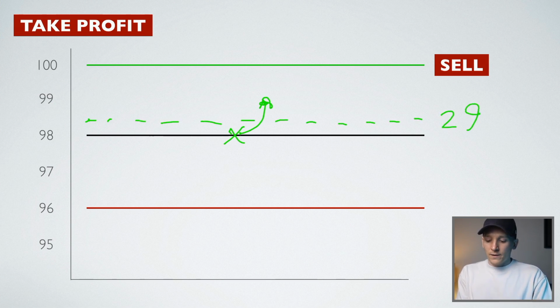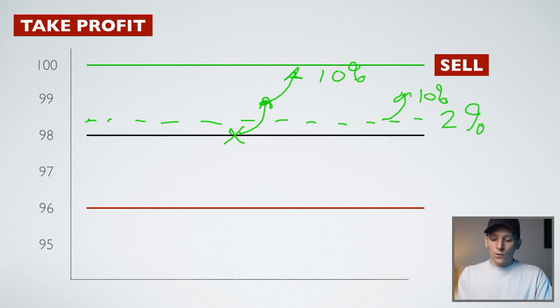Now, if the price moves up again, let's say the price moves up 10%, this trailing stop will move up the exact same amount of 10%. It will always be 2% away on the upside. As soon as the price starts moving back down again, this trailing stop order will not move down. So it's always 2% away on the upside.